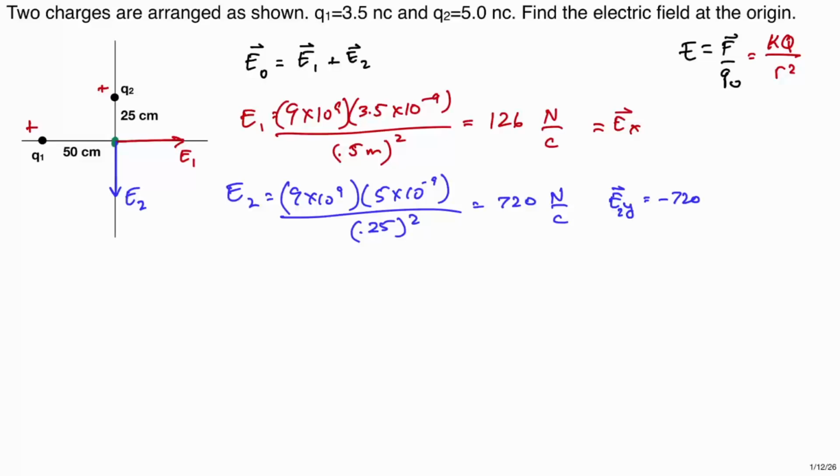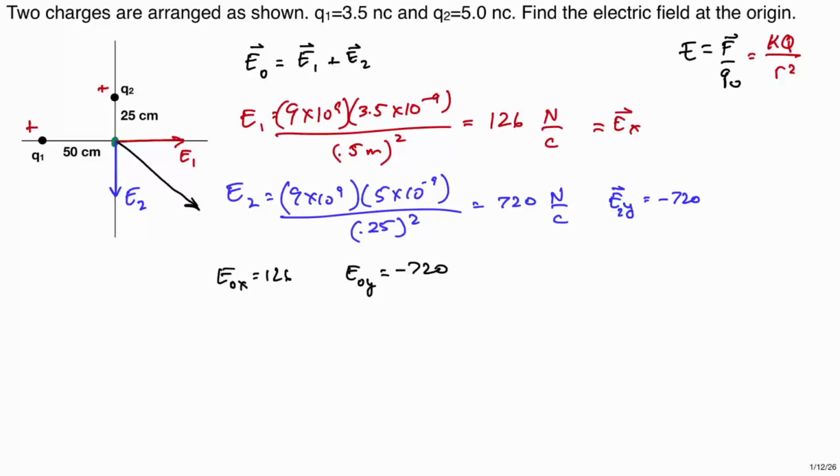Okay, so now I know the components. I add x and x, y and y. Well, that's pretty easy, because 126 plus 0 is, and 0 plus negative 720 is, so, right, we've got it, right? So E at the origin x component is 126, and E at the origin y component is negative 720. So which way does this electric field point if it has a positive x and negative y component? It points somewhere down here, which looks good for our diagram, doesn't it?